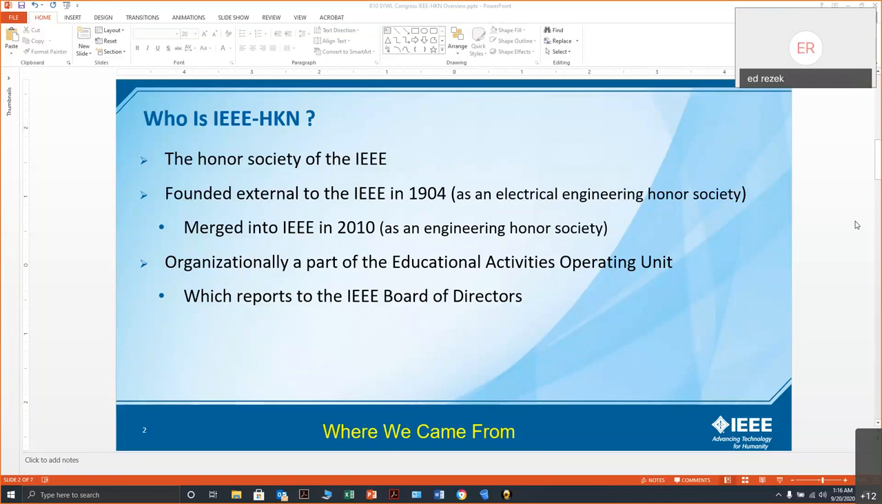Yes. Great. Okay, so what I was saying on the slide is that Eta Kappa Nu was revitalized in 2010 and became a larger construct because it includes all the fields of engineering, all the fields of discipline and interest, which is quite broad. From an organizational standpoint, it reports to the educational activities operating. This session is put on by the member and geographic activities. Educational activities is a parallel group within IEEE. We report into educational activities, which then reports into the board of directors, the same board that MGA or Region 10 eventually reports to.